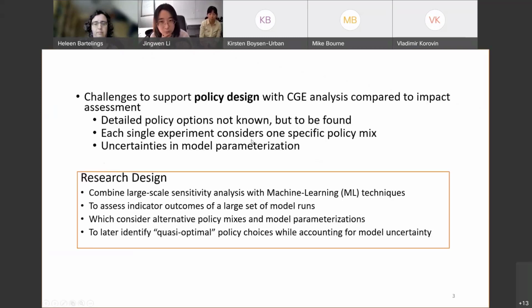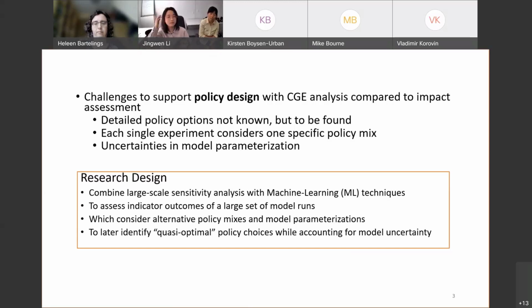Methodologically, we also face challenges with CGE models. Usually we use CGE models for policy analysis, but actually what we do is impact assessment rather than policy design, because each counterfactual experiment covers only very limited scenarios. The detailed policy options are unknown and must be found based on those limited experiments. Parameter uncertainty has also always been a problem: how we choose key parameters like the elasticities of substitution between key sectors, or the Armington elasticities for trade, to which CGE models can be very sensitive.